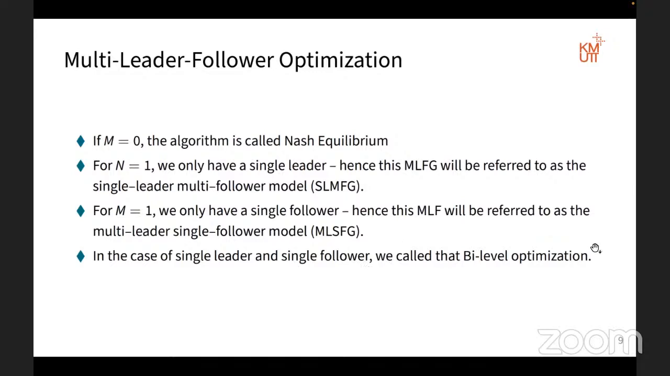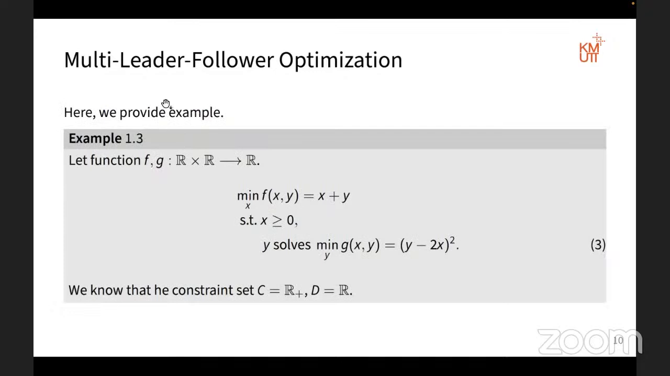We want to show you an example in the case of single leader, single follower. Let f and g be defined by this. The function f equals x plus y and the function g equals y minus 2x squared. The constraint C is a positive real number and the constraint D is a real value. So you can fix x from here, find the solution from g, and come back to the top and send it back to the leader.